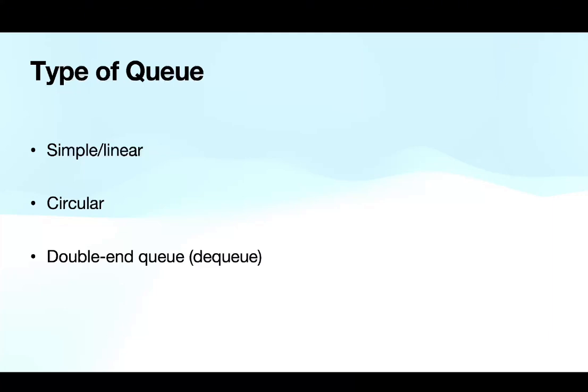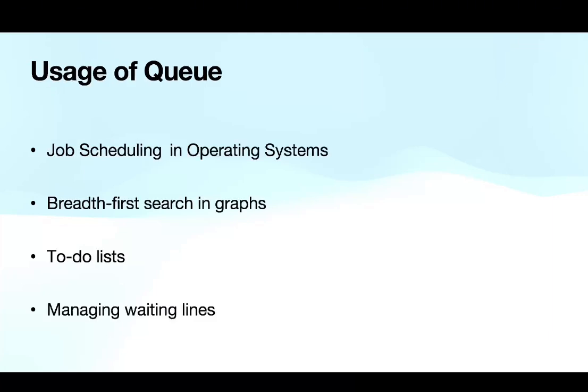And there's also a circular queue, where it's unlimited, since when it goes to the end of the array, we come back to the start of the array. And there's the double-ended queue, or deque, where we can access both ends, so we can move both ends forward or backwards. And the usage of queues in real life: there's job scheduling in operating systems, breadth-first search in graphs, to-do lists, or managing waiting lines. They're all, as you can imagine, queues, as in waiting in a line.